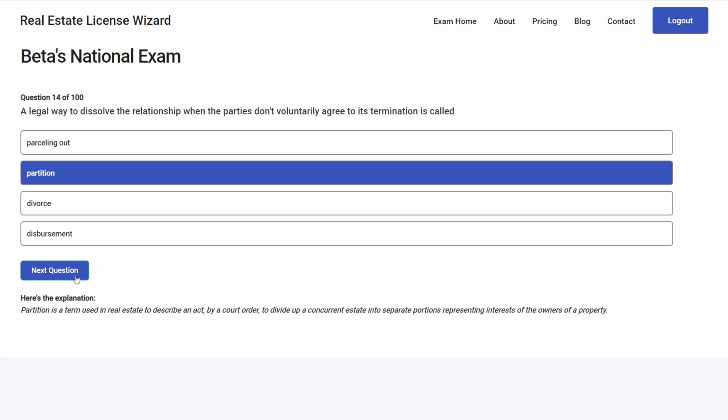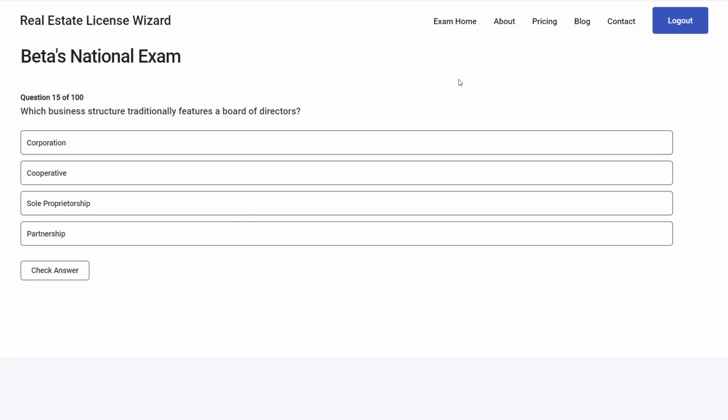All right. Next one. 15. Oh, this is another business structure one. So it says, which business structure traditionally features a board of directors? Is it corporation, cooperative, a sole proprietorship, or a partnership?